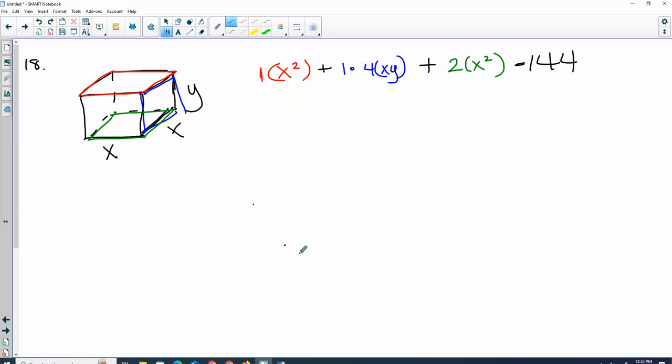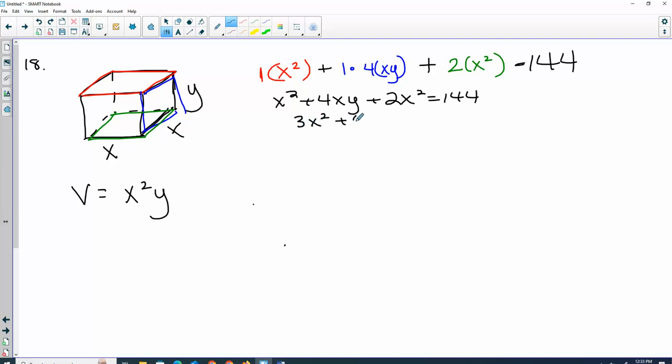We are trying to find the dimensions for the greatest possible volume. Volume is length times width times height. So x times x times y is x squared y. Before, if I ask for a maximum or minimum, we know that means derivative. Before I do the derivative, I need to get it in terms of only one variable. So I'm going to use this equation: x squared plus 4xy plus 2x squared equals 144.